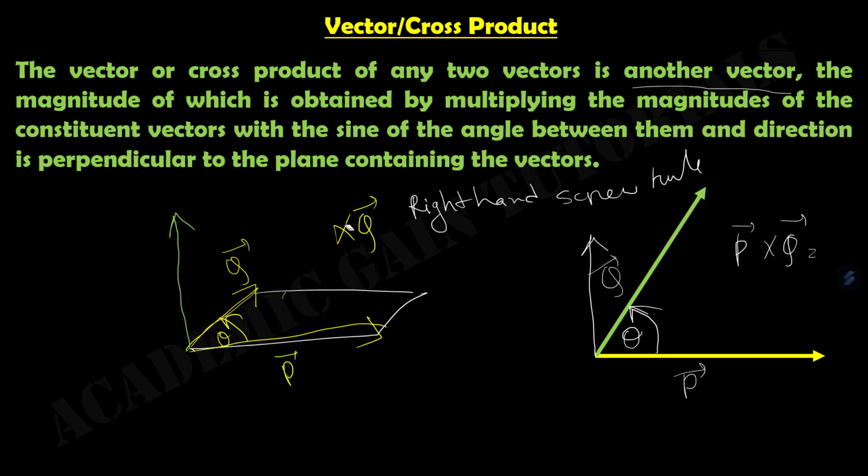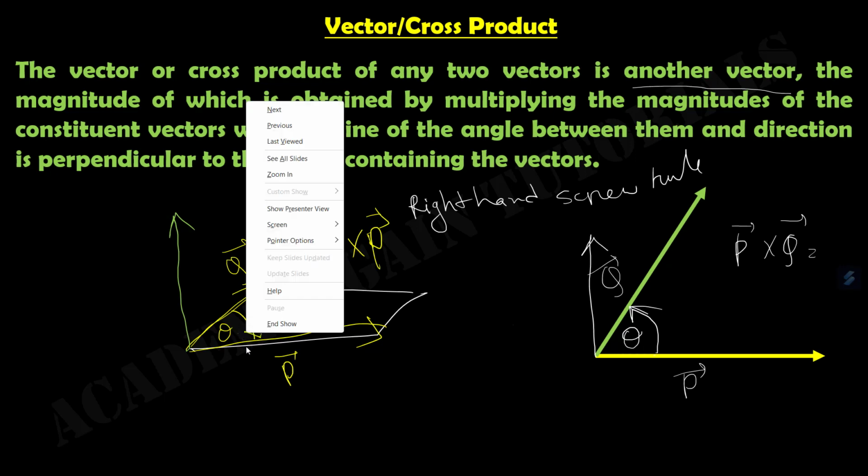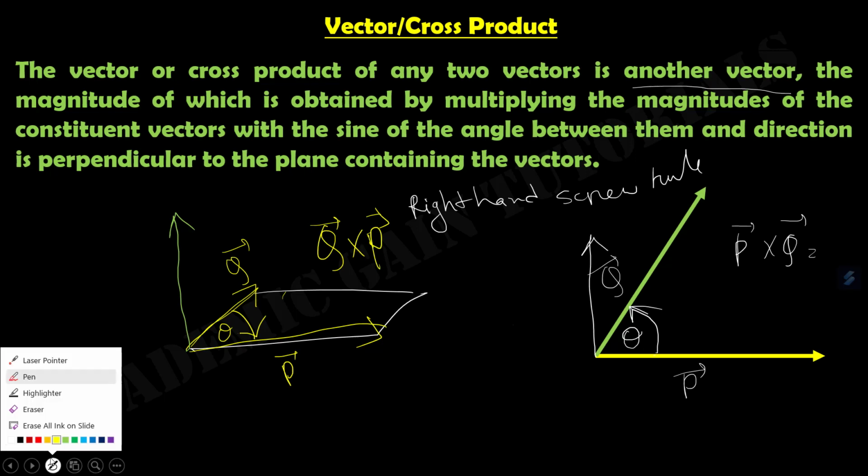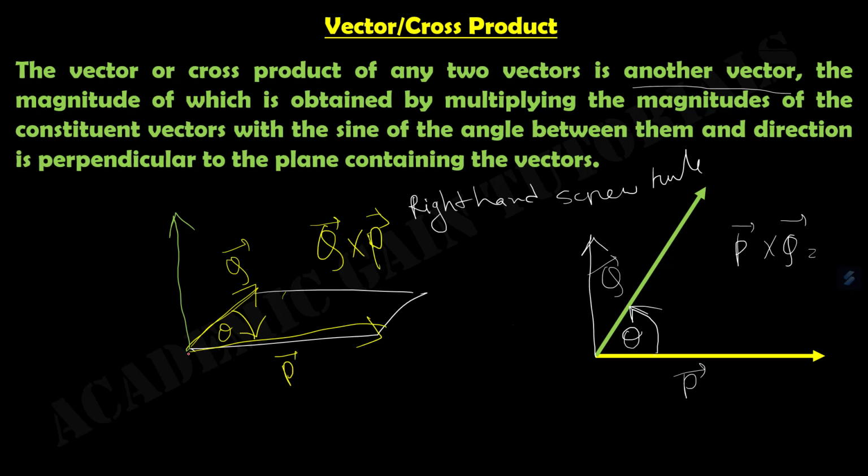Now we want to find Q cross P. In Q cross P, the angle remains theta, but now it is in clockwise direction. In that case, the vector will be perpendicular downwards from the plane. This is known as the right hand screw rule. By this, we can find out whether it is perpendicular upwards or perpendicular downwards when we calculate the cross product.